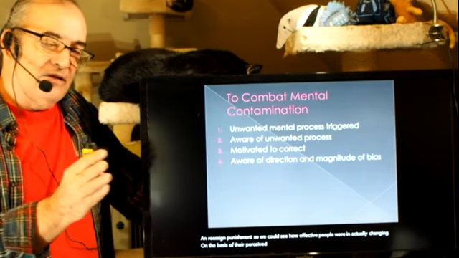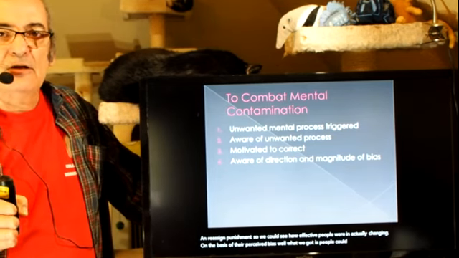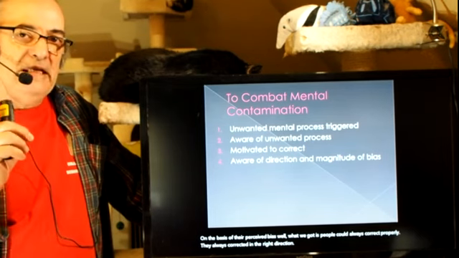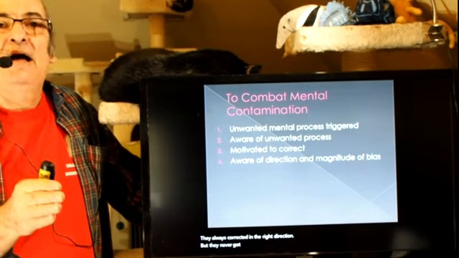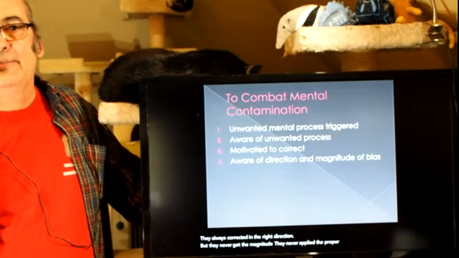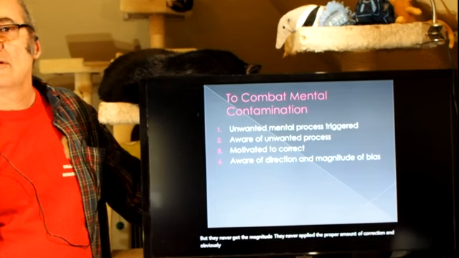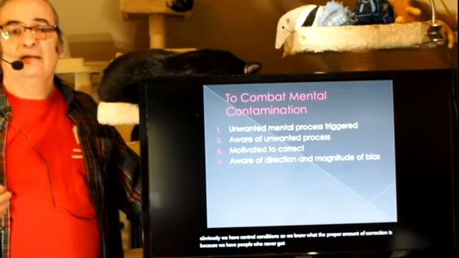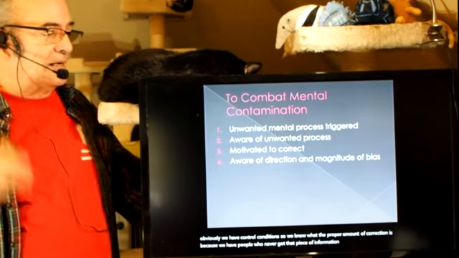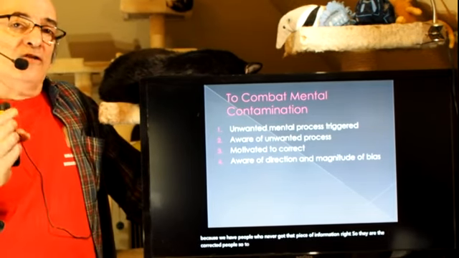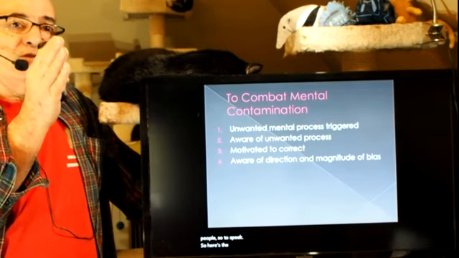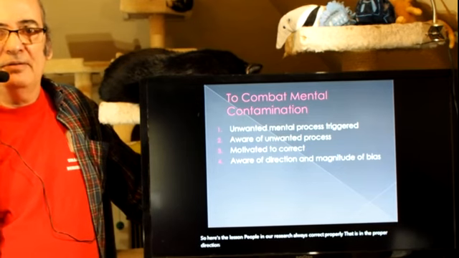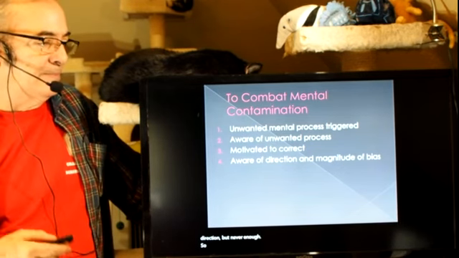Well, what we got is people could always correct properly. They always corrected in the right direction. But they never got the magnitude. They never applied the proper amount of correction. And obviously we have control conditions, so we know what the proper amount of correction is because we have people who never got that piece of information, right? So they are the corrected people, so to speak. So here's the lesson. People in our research always correct properly, that is in the proper direction, but never enough. So they failed in the magnitude portion.